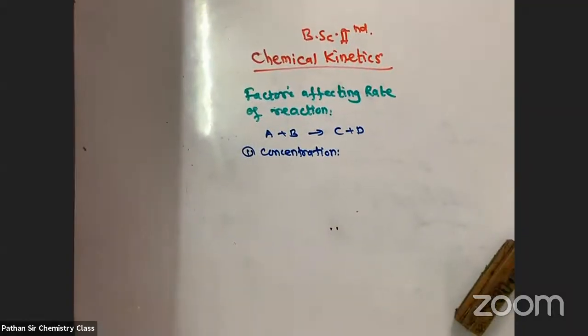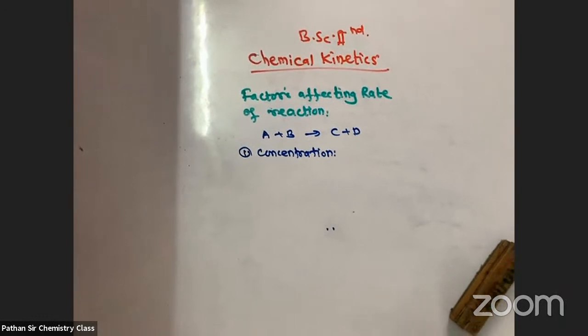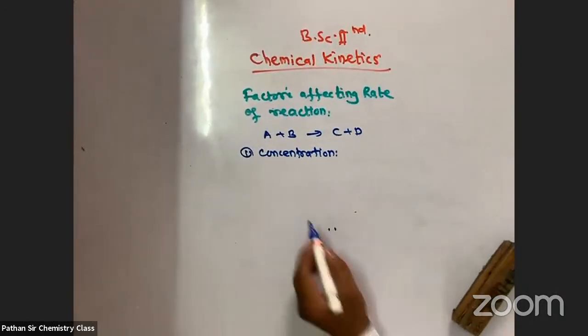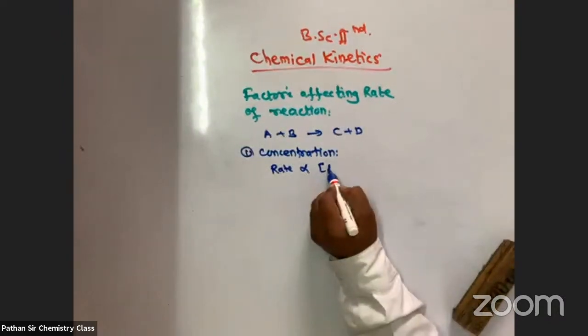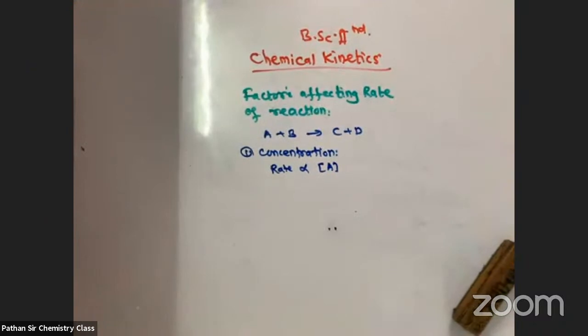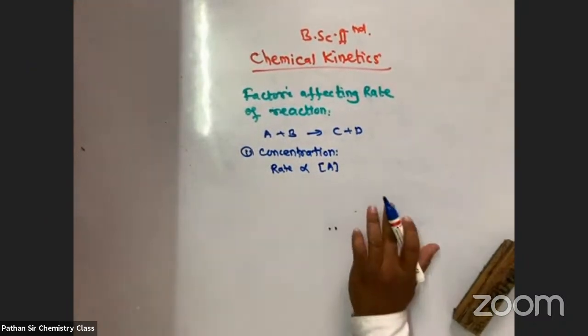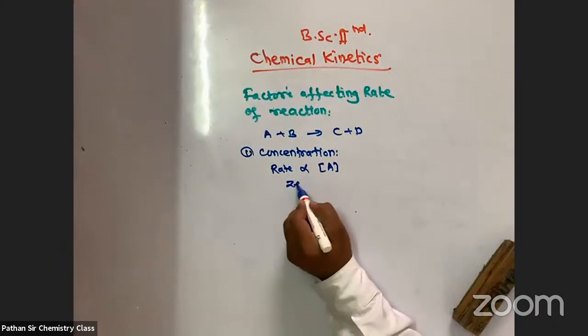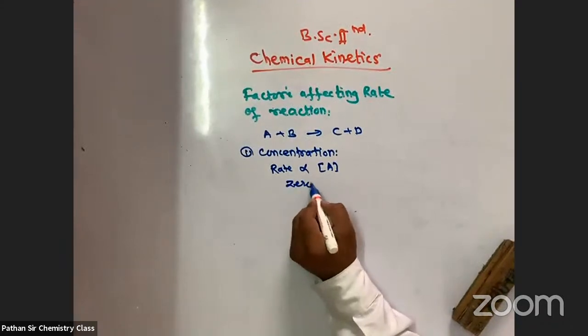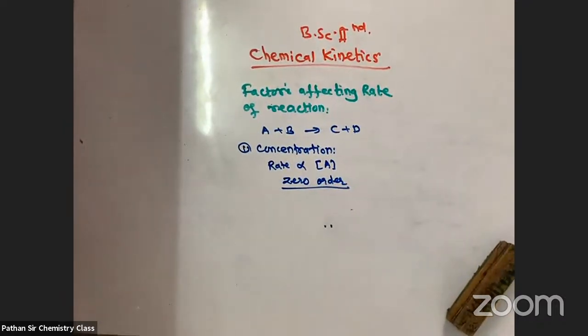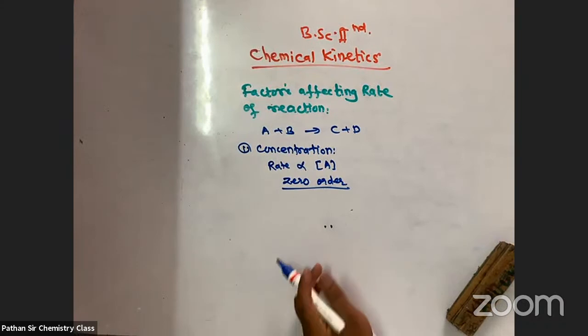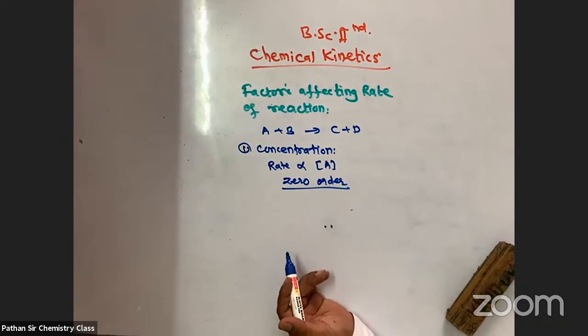See, now the rate of reaction is directly proportional to concentration. We have seen the rate law. In the case of rate law, the rate of reaction is directly proportional to concentration. So the first factor that affects rate of reaction is concentration for all reactions except zero order reaction. If you leave out zero order reaction, in all the remaining reactions the rate of reaction is directly proportional to concentration. Rate of reaction increases as the concentration increases, and decreases as the concentration decreases.